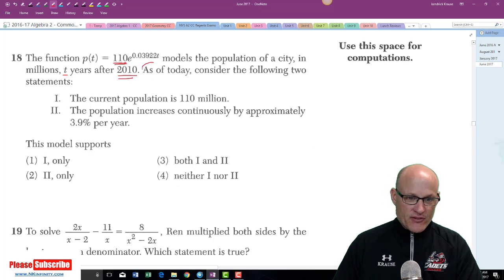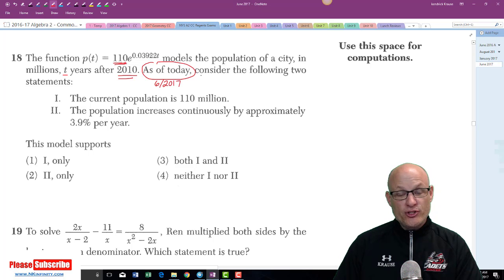As of today, this is the thing that was hard. As of today. Well, today is 6/2017. It is June. It's the very end of June because New York State made us wait. Shame on you. It is the end of June 2017. Do we think that the current population today is going to be the same as it was in 2010, which was our starting amount? So it was kind of tricky. You had to realize that. So it's not 1. So anything with 1 in it doesn't work. So these two don't make sense.